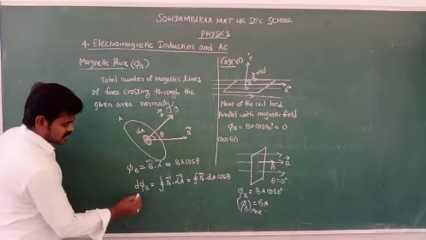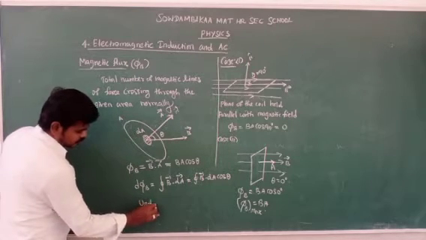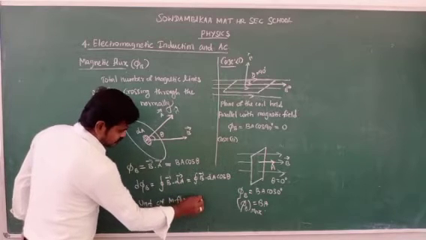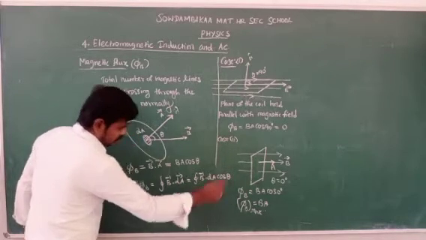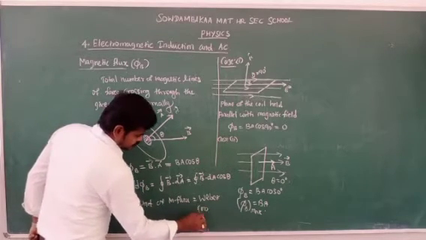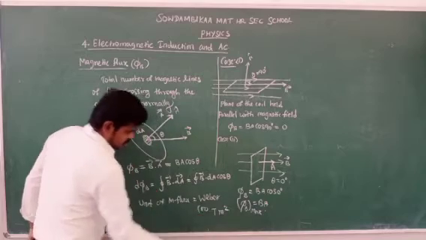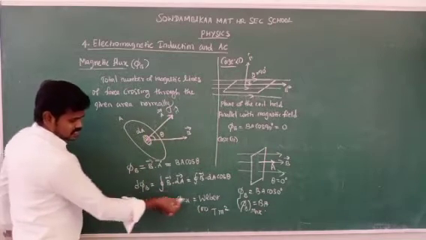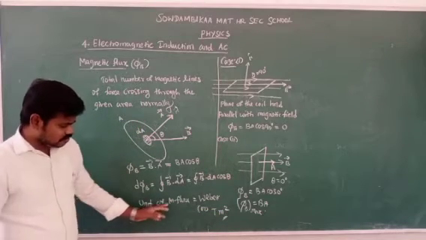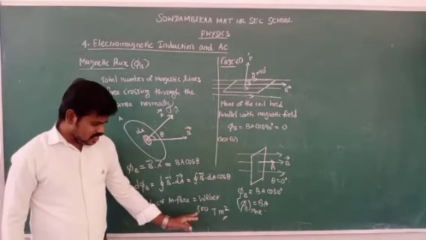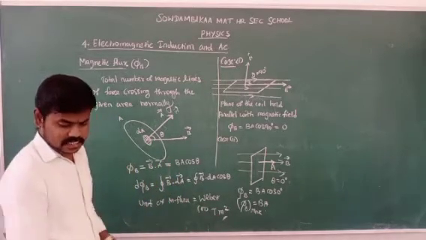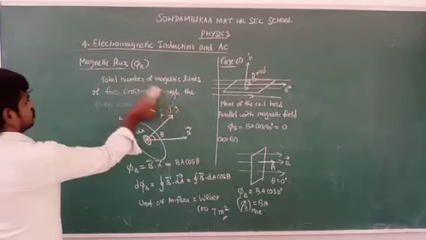Now the unit of magnetic flux is Weber. Another unit is Tesla meter square. The unit of magnetic field is Tesla, and area is meter square. So what is the unit of magnetic flux? Weber or Tesla meter square. Okay? Next step, Faraday's experiment.